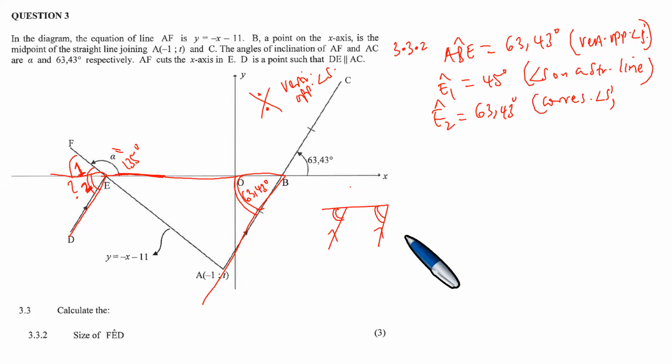Well, corresponding angles are only observed if you have parallel lines. So you have DE is parallel to AB there. So you have DE is parallel to AB.